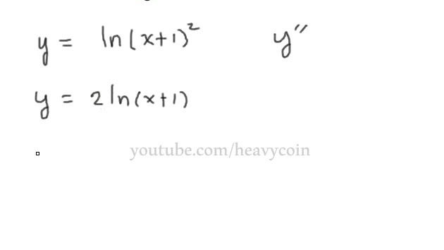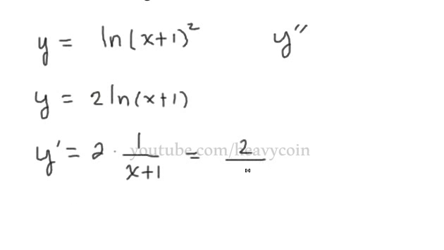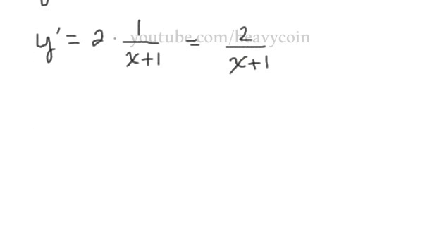Now what I'm going to do is go ahead and take the derivative. So the first derivative is 2 times, so you take the derivative of what's in parentheses, which is 1, and then you just rewrite what's in parentheses down here in the denominator. And of course we can rewrite this as 2 over x plus 1.